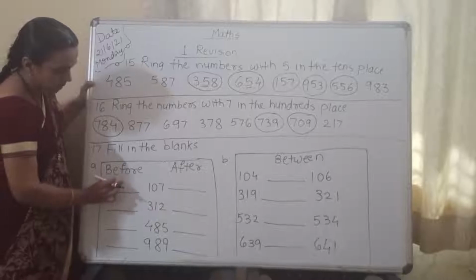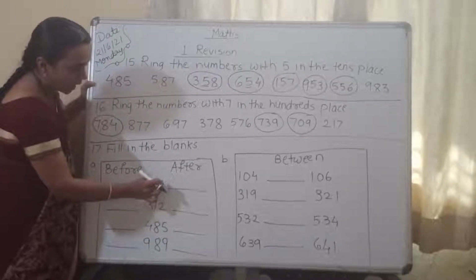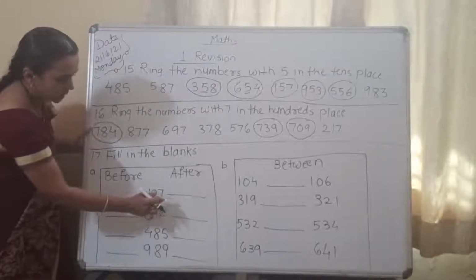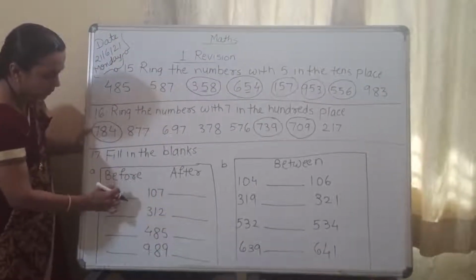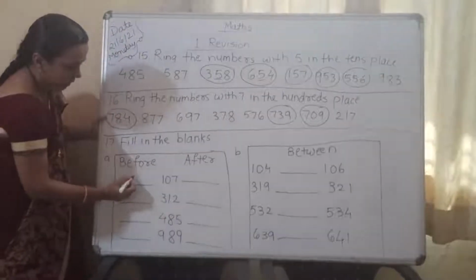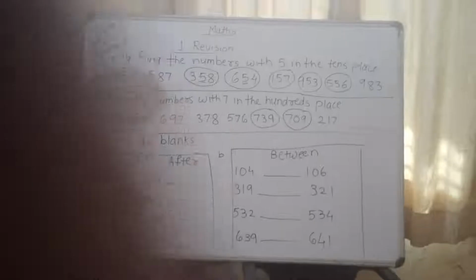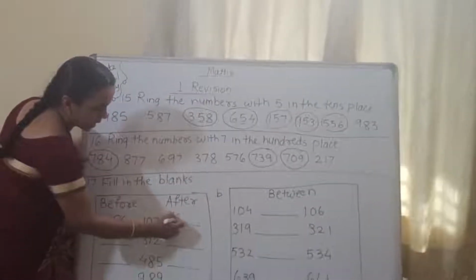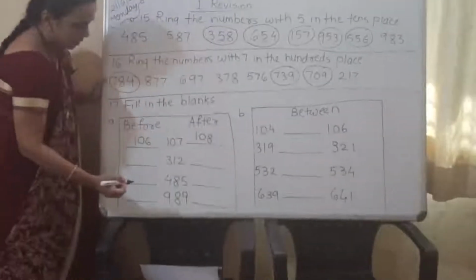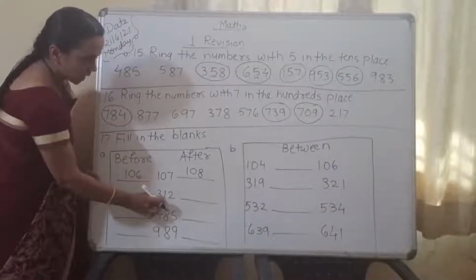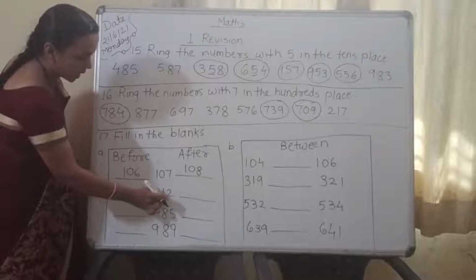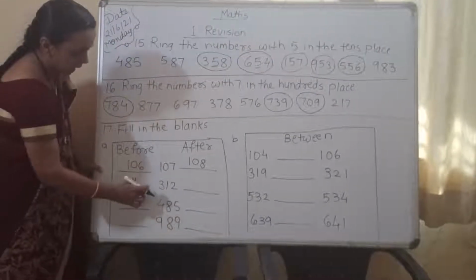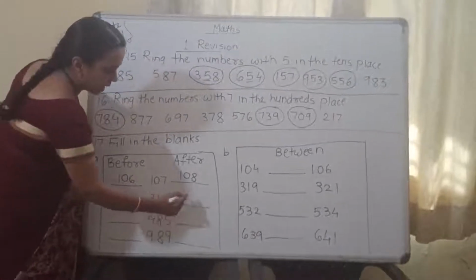Very simple. Before this number and after this number. So 107. Before that number, which number is there? 106. And after 107, which number is there? 108. Now here 312. Before this 312, which number is there?